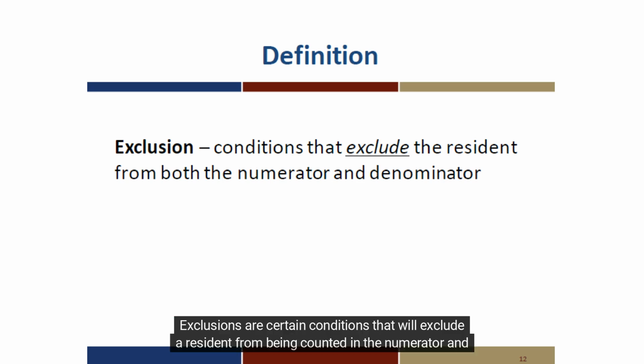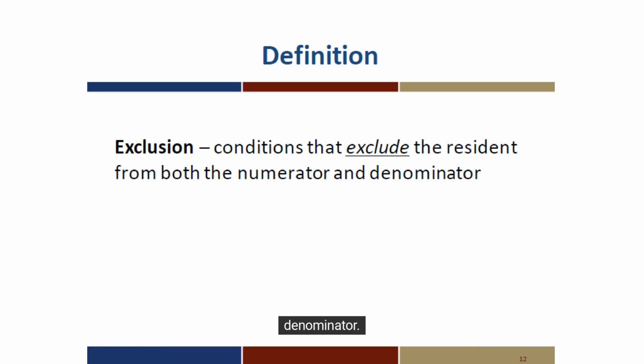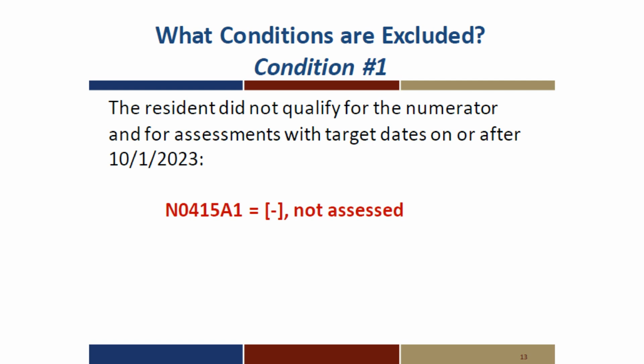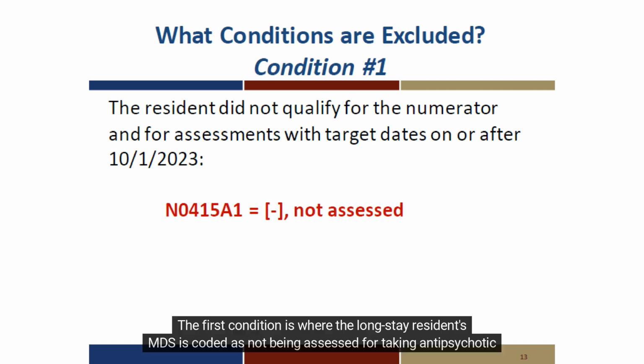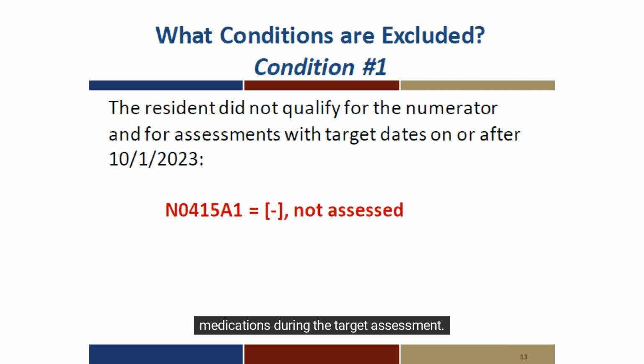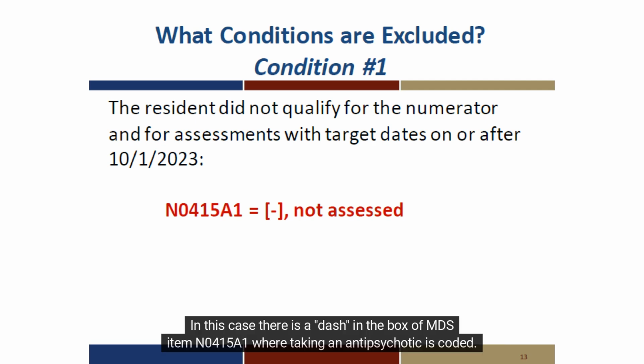Exclusions are certain conditions that will exclude a resident from being counted in the numerator and denominator. There are 2 conditions where long-stay residents are excluded from the long-stay antipsychotic quality measure. The first condition is where the long-stay resident's MDS is coded as not being assessed for taking antipsychotic medications during the target assessment. In this case, there is a dash in the box of MDS item N0415A1 where taking an antipsychotic is coded.